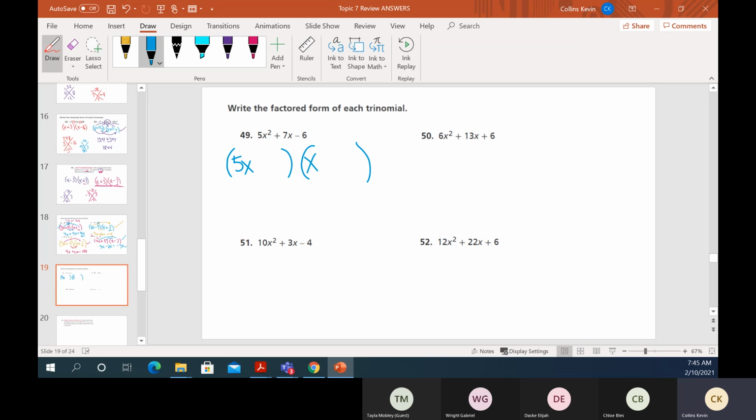Okay. So now we got 1 and 6. We got 2 and 3. So usually we want to use the numbers closer together. So we're going to try 2 and 3. Okay. So the overall guy is positive. So we're thinking whatever gets multiplied by the 5x is going to be something positive. So let's try that. And that one's negative. Okay, so we're using 2 and 3.